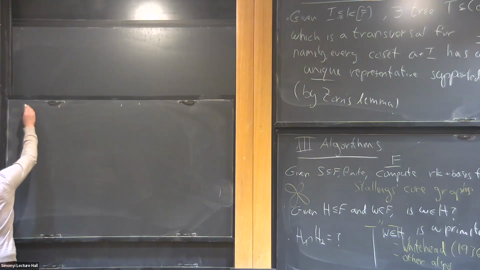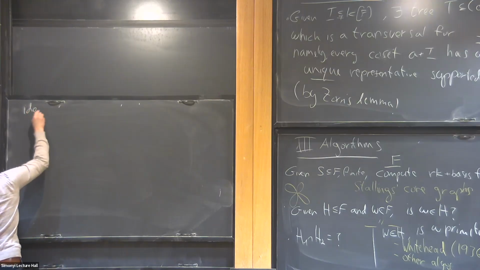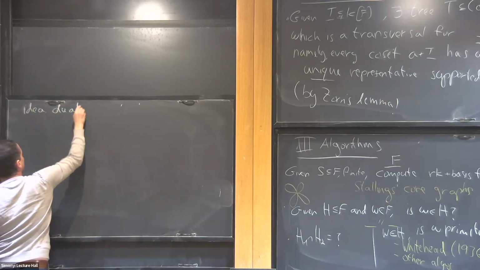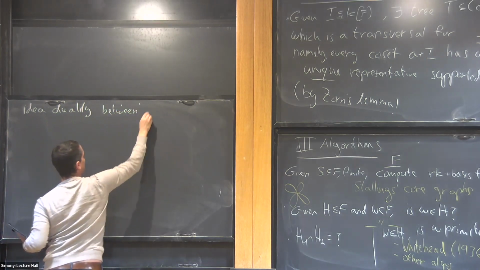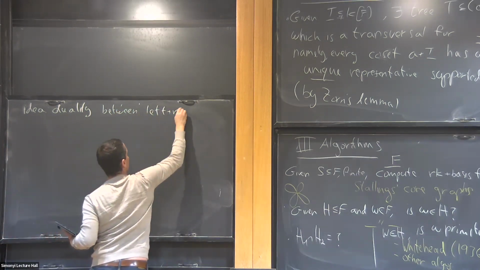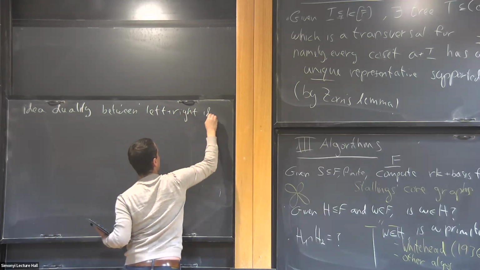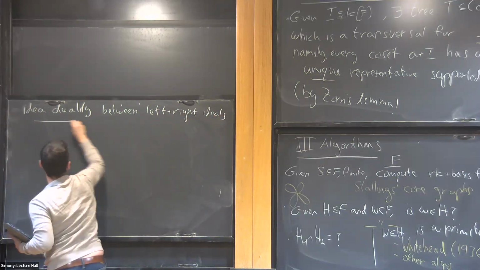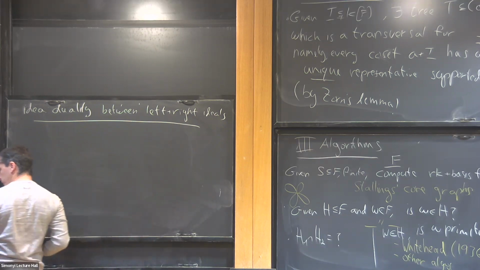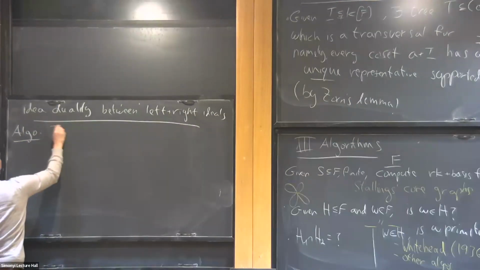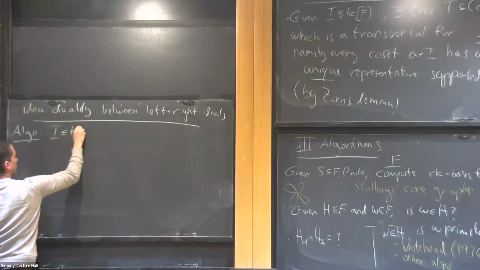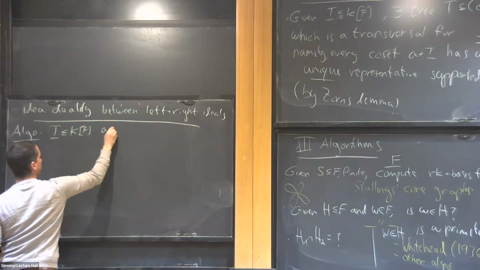So the idea is to use duality between left and right ideals. So here is how it goes. I'll give you the algorithm and then I'll say what the results behind it are. So we are given some ideal and an element A in this ideal.